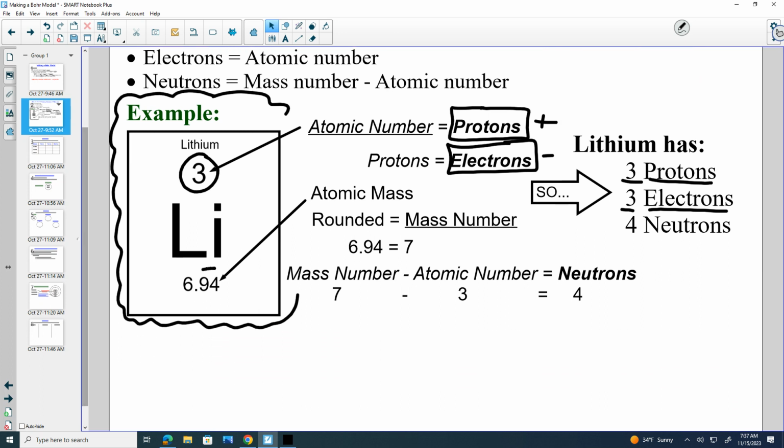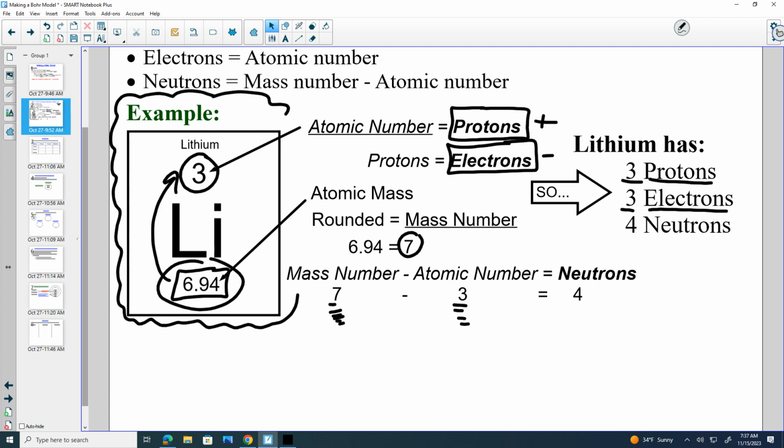You need to use the number down here, which we talked about in class as being the atomic mass. The atomic mass is the average mass of all the naturally occurring isotopes. In order to use that number to find the most common amount of neutrons in a particular atom, you have to round and subtract. You take the 6.94 number, you round it to 7, then you subtract the number above the symbol, the atomic number. So round and then subtract.